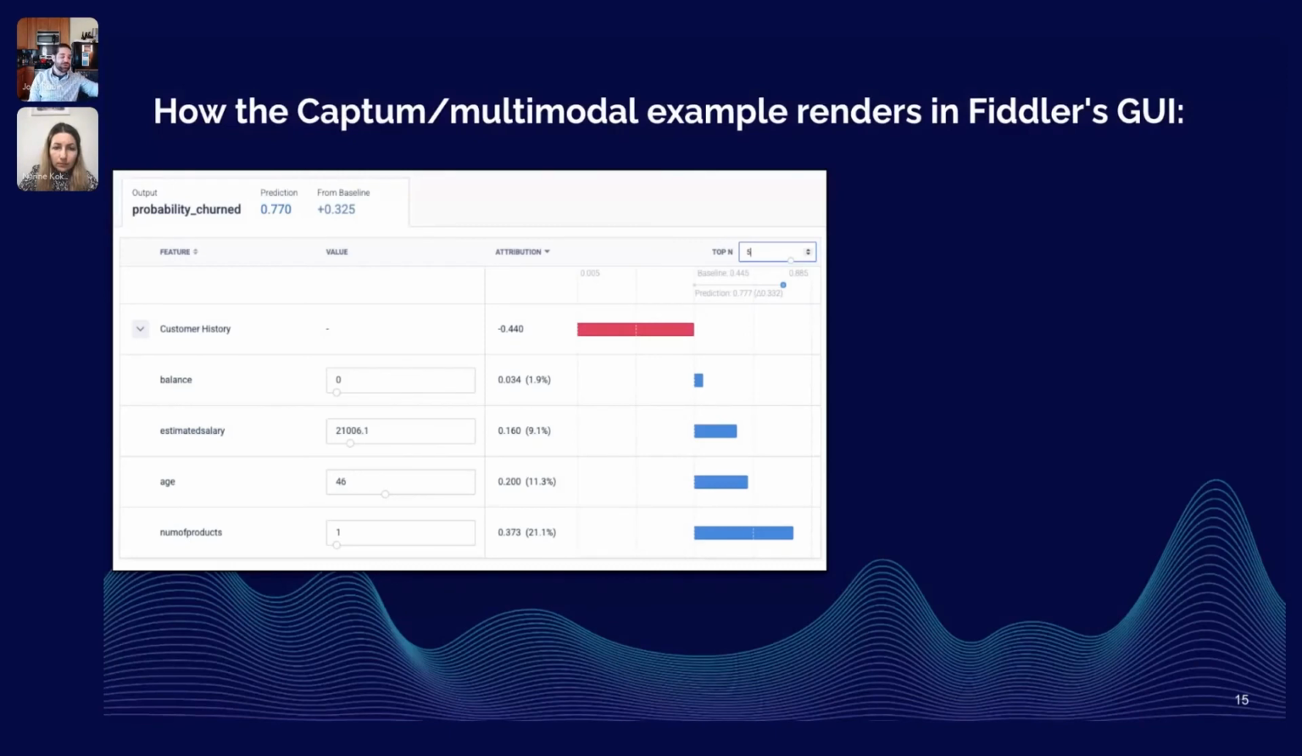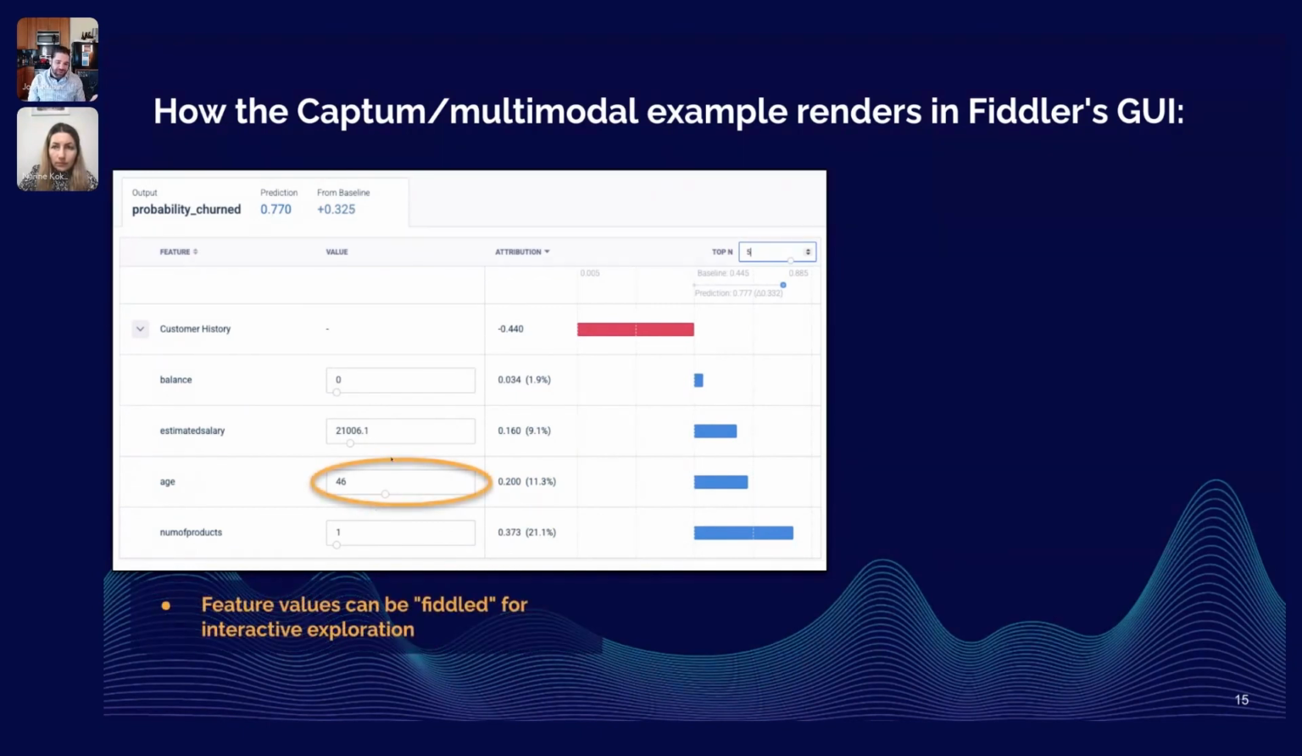And so when you look at the same model inside of Fiddler's GUI, you're presented with an explanation like this. Attributions are on the right, feature values are on the left. You can see a prediction. You can see how far it is from baseline. Here, these features are interactive. So this allows stakeholders who enjoy interactive exploration to fiddle with the feature vectors and see the impact on the prediction and the attributions.